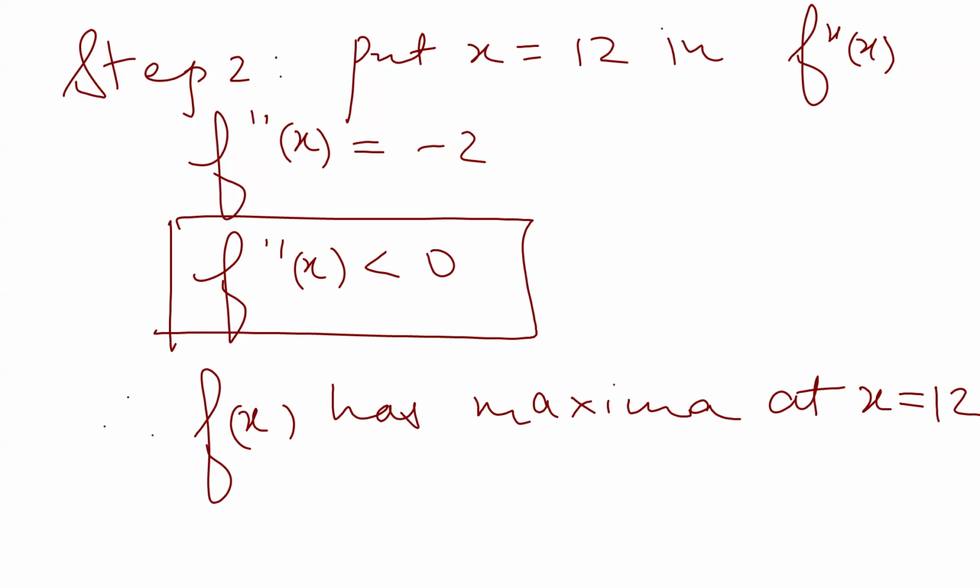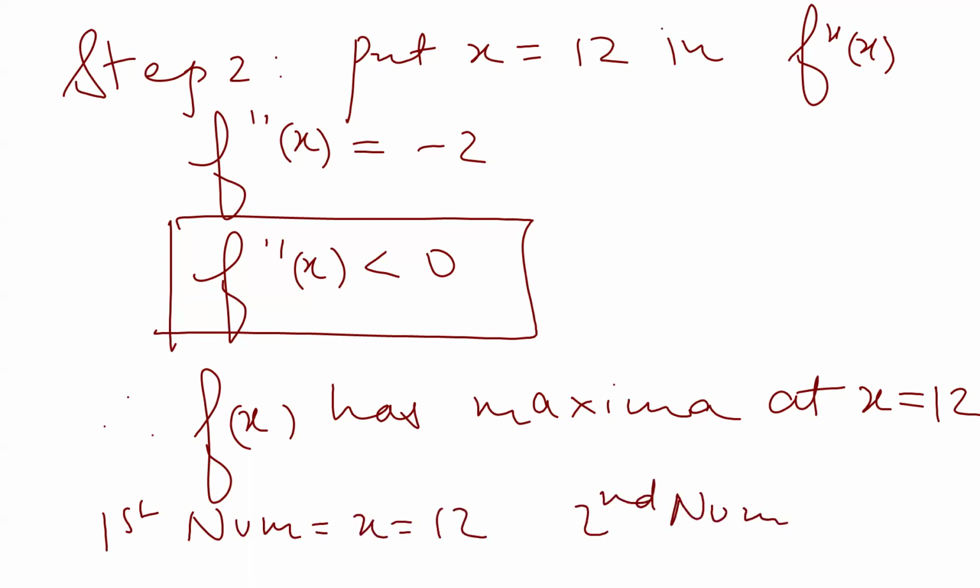So we need to find out the two positive numbers. The first number is x, which is equal to 12. The second number is equal to 24 minus x, 24 minus 12, which is equal to 12. Basic problem.